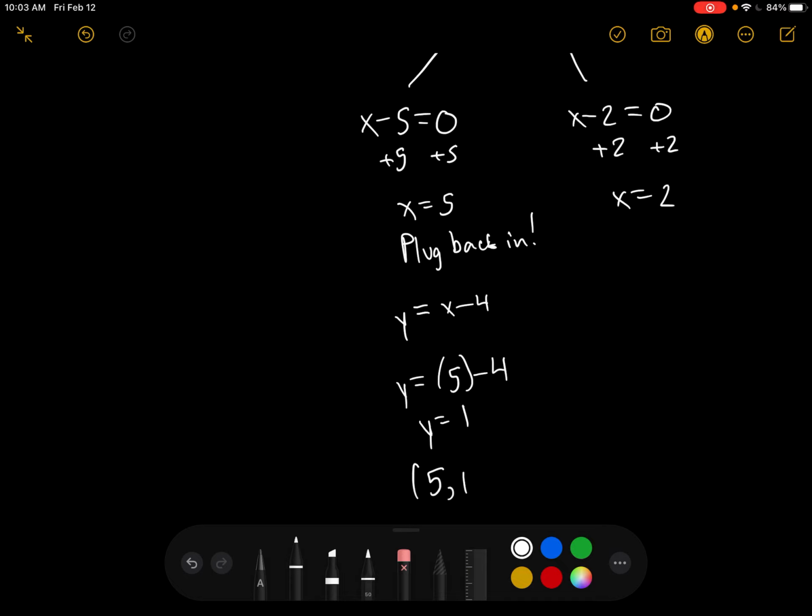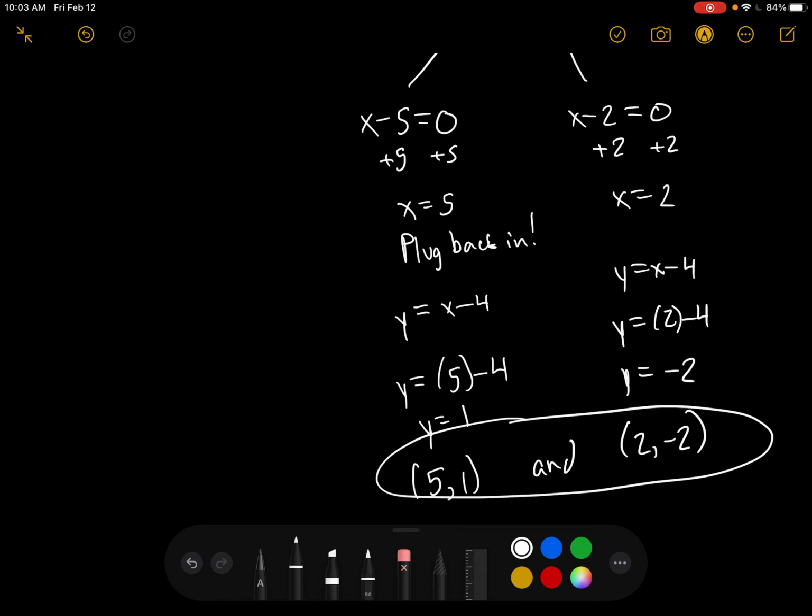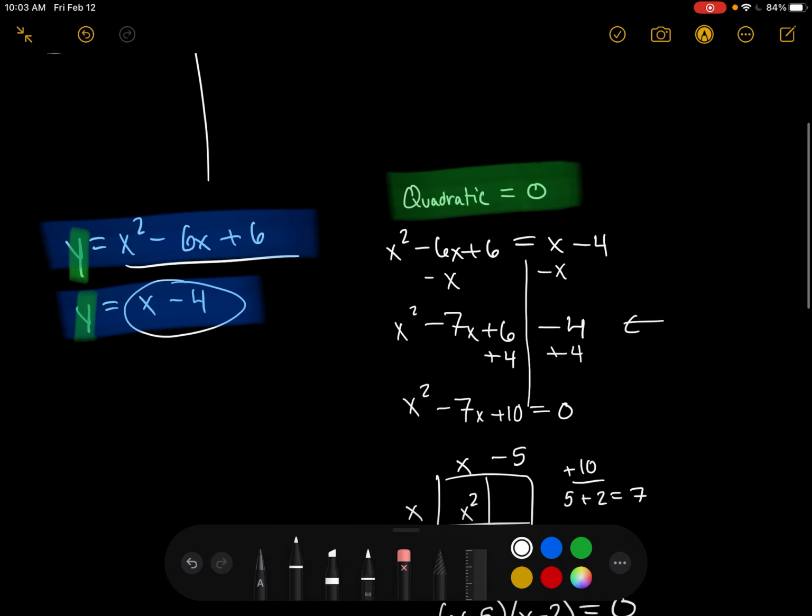So we'll get one point is x equals 5, y equals 1, and then our second point, (2 minus 4) is negative 2. So we would get y equals 2, comma, negative 2. So the 2 points of intersection are at 5, comma 1 and 2, comma negative 2. So that's the idea for solving these.